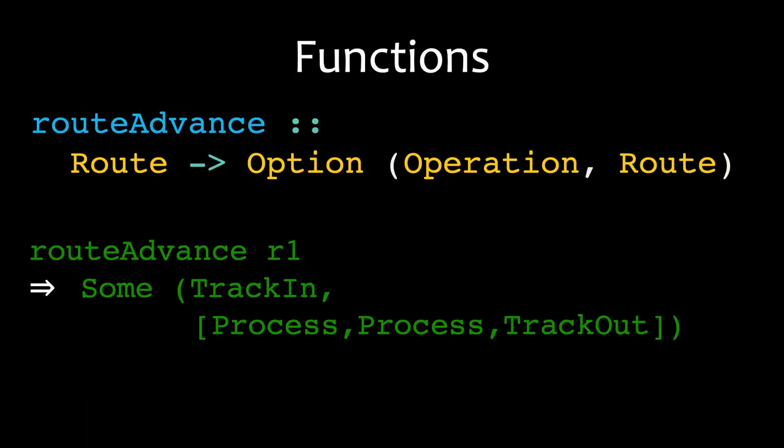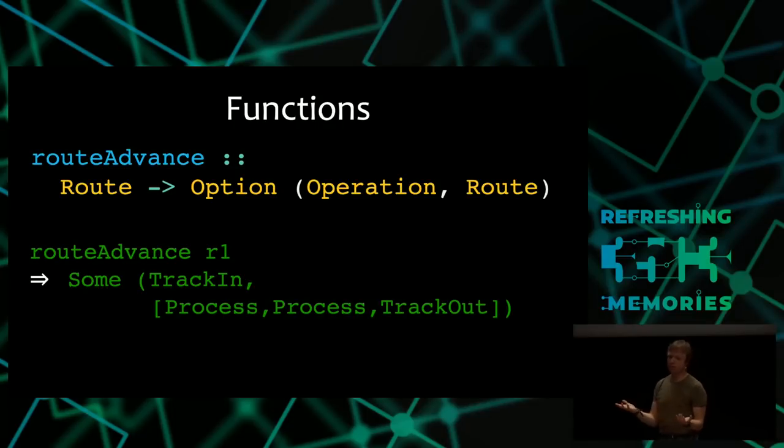Very good. The next thing that we might want to do is we don't want to always know only the first operation. We also want to know what happens after that. So we can use that option, and we already know that, of course, an empty route will not have something coming after that first operation. So we could write another function called route advance, and it takes a route as input. That's to the left of the arrow. And it gives us both an operation and a route. That's why there's these two things in parentheses with a comma in between. So that's a tuple. So it gives us an operation and a route, but only sometimes when that actually exists, which is why there's an option wrapped around that.